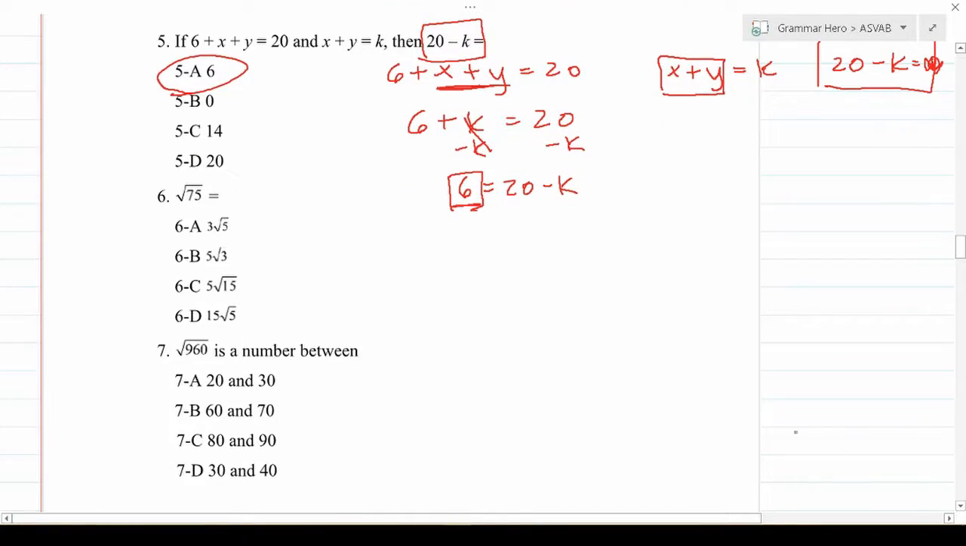Alright, the square root of 75. In this case, we're looking for roots that are going to be even. I know 75 is the same as 25 times 3, and the square root of 25, of course, is 5. So we can rewrite the square root of 75 as the square root of 25 times 3. The square root of 25, as I said, is 5, so we're left with 5 radical 3. And we can't simplify this any further. So that's going to be b.